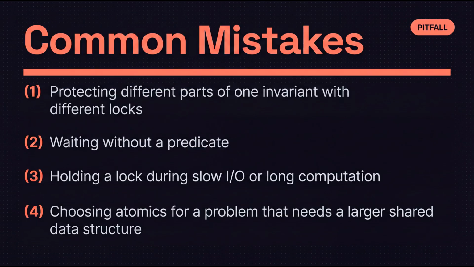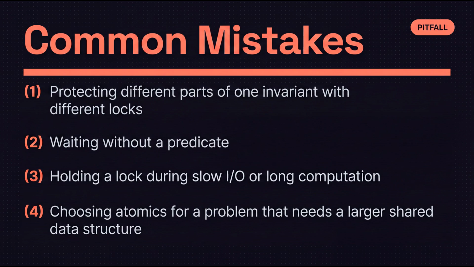4 common mistakes with synchronization primitives. First, protecting different parts of one invariant with different locks. If 2 variables must stay in sync, one lock should protect both. Second, waiting without a predicate. Spurious wake-ups will break your logic. Always use the predicate form of wait.